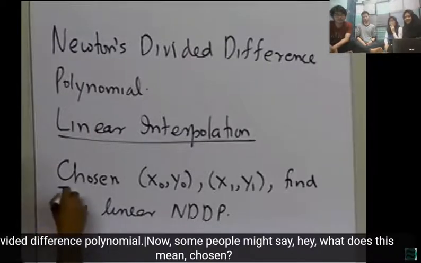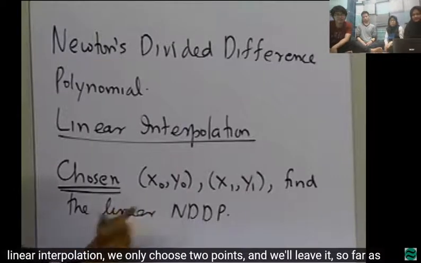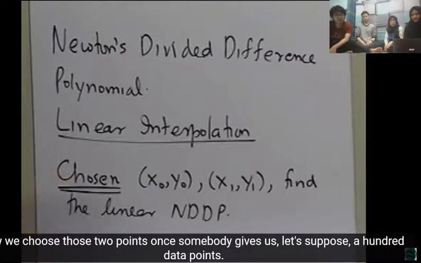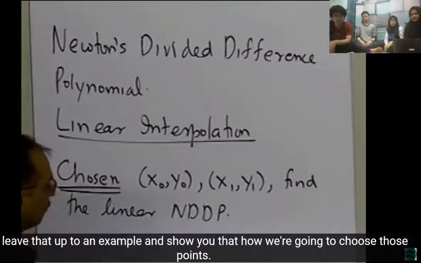Now some people might say, hey, what does this mean, chosen? The reason we're talking about chosen is because we may be given a lot of points, but when we are doing linear interpolation, we only choose 2 points. We'll leave it for now how we choose those 2 points. Once somebody gives us, let's suppose, 100 data points, we'll leave that up to an example and show you how we're going to choose those points.